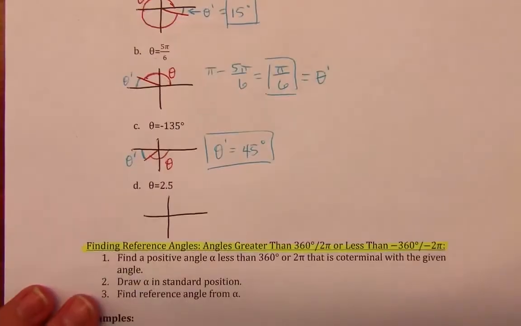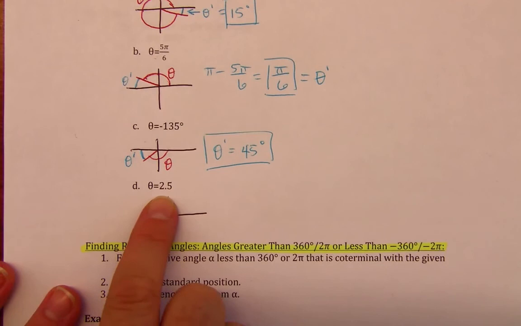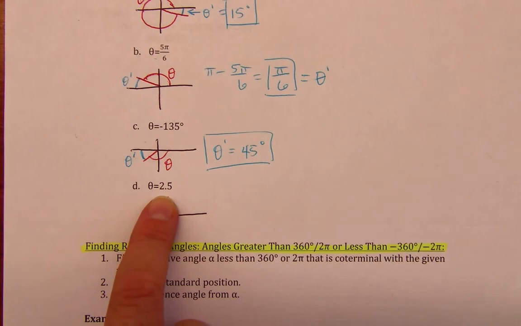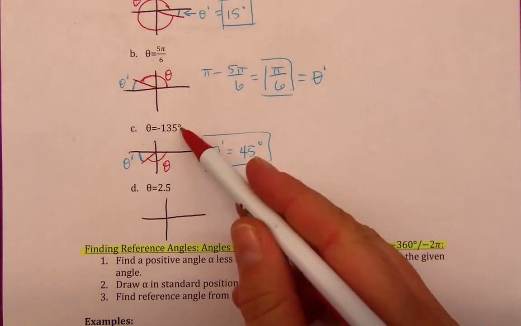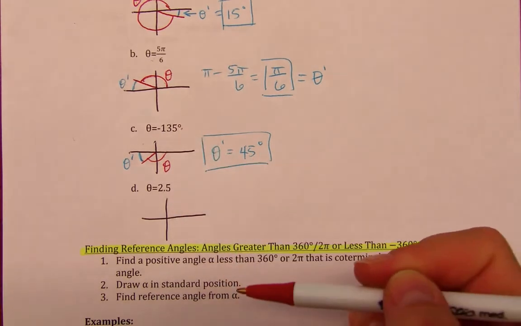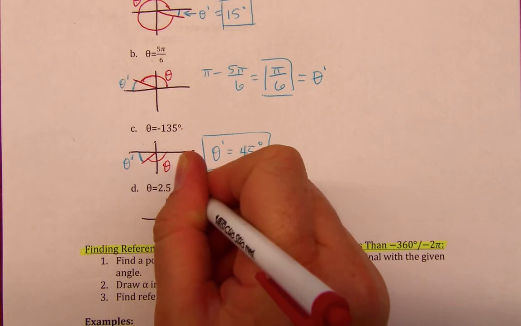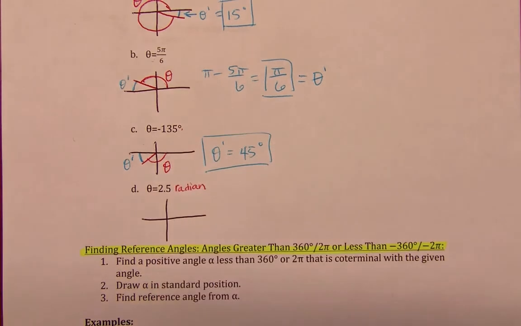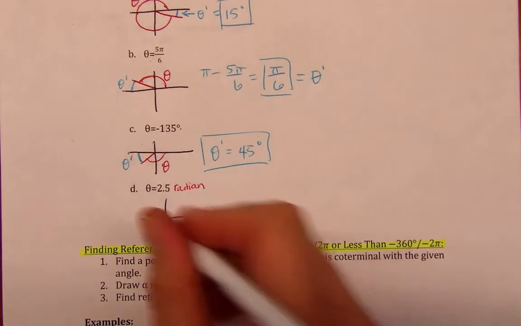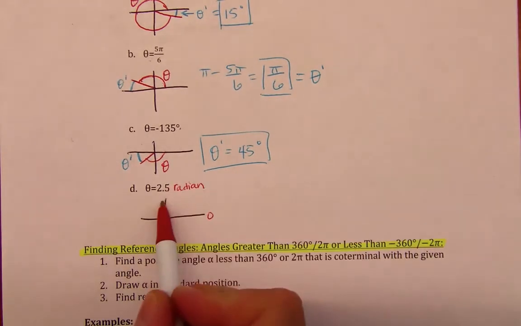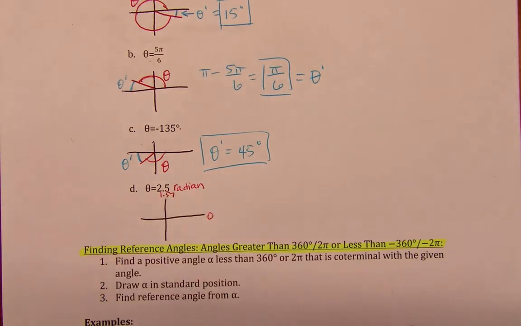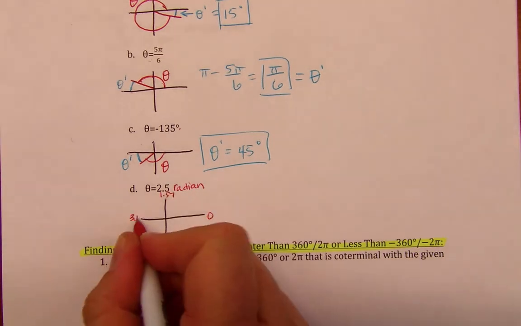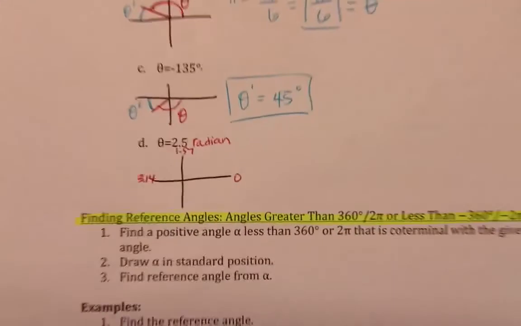Now this last one is the toughest one. Most students think because this is a decimal here, a number, that this is all of a sudden now degrees. But there's no degree symbol there. This is in radians, where your pi has been multiplied out. So this would be 0, and pi over 2, well, 3.14 divided by 2 is 1.57, and this is 3.14. I'm going to zoom in on this.